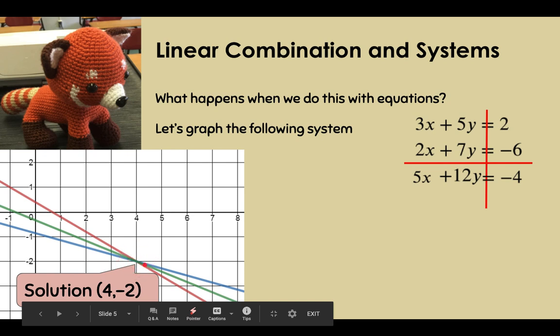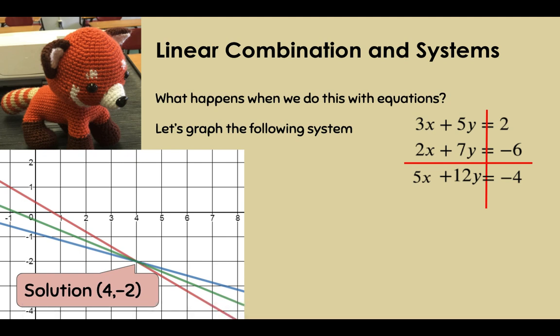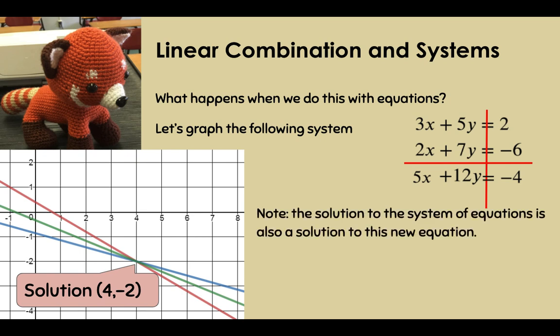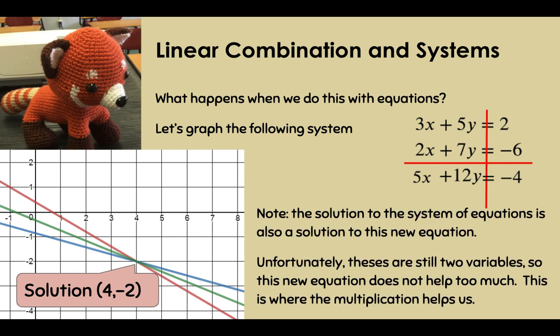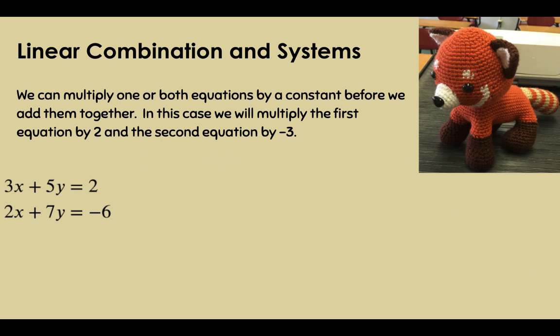So we get a new line. What does that new line have in relationship to my system? Nothing except that it does still go through the solution point to the system. So we need to do this. Can help us if we're smart about it. Because 5x plus 12y equals -4 is just as bad to solve as the other ones. So this is what we're going to do.